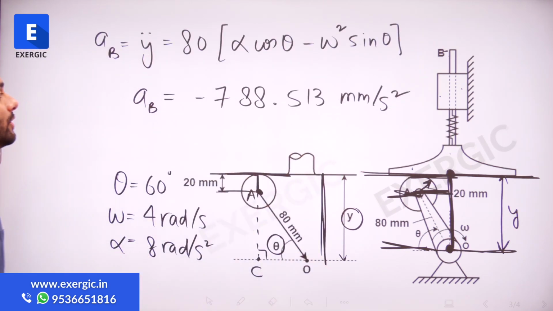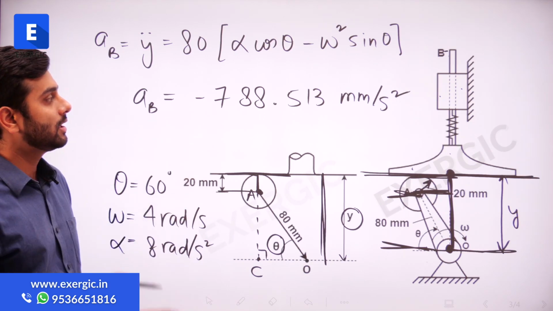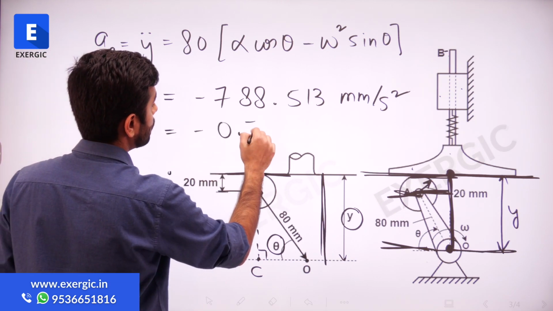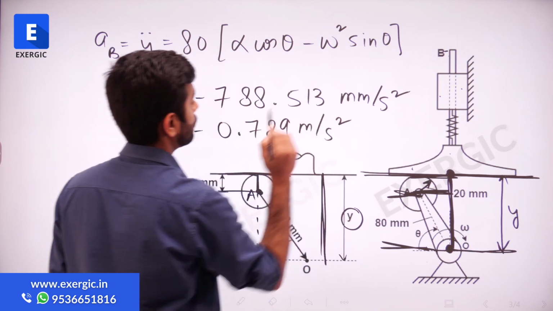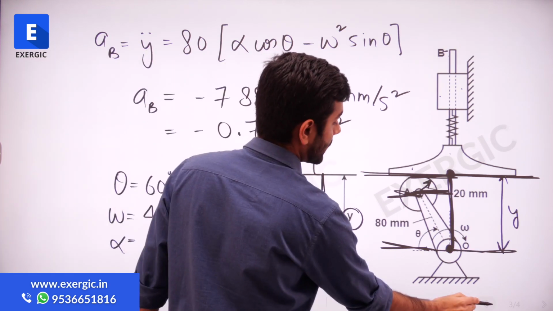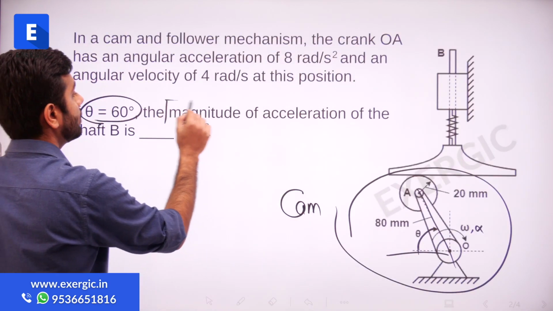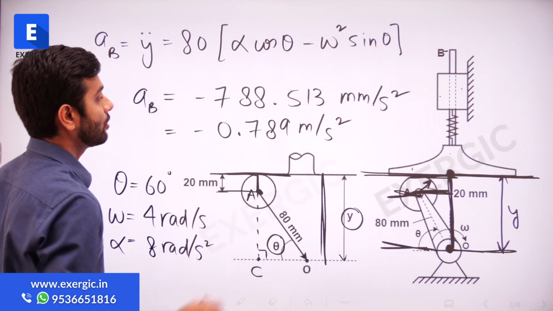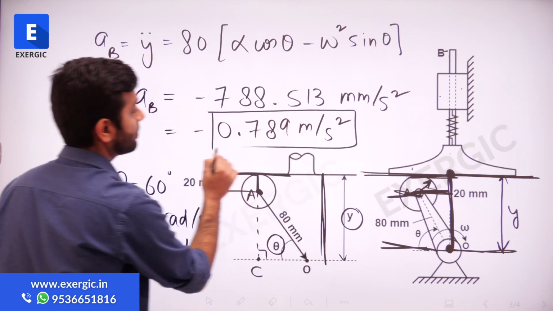So the answer that you get by putting the values is minus 788.513 mm per second square. If you want to convert it to meters, it will be 0.789 meter per second square. Again, if you read the question, it is asking you the magnitude. So the minus sign is not going to come here. You will put the answer as 0.789 meter per second square.